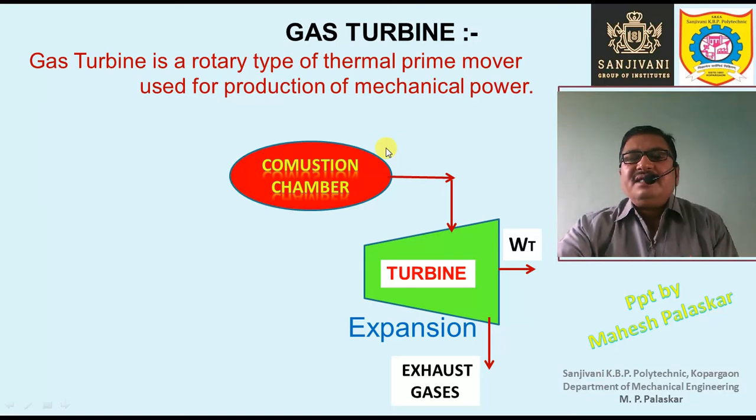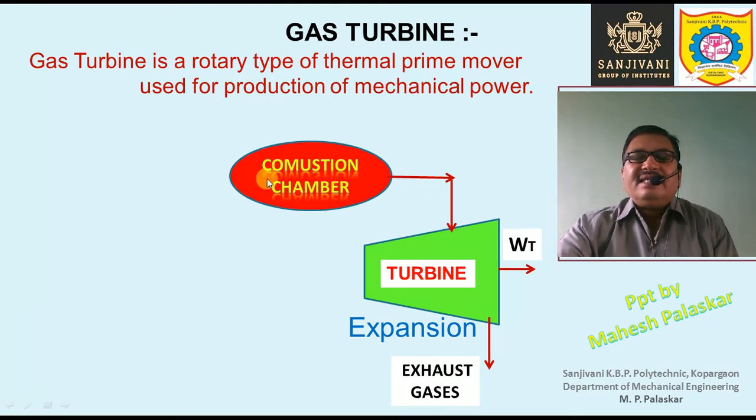So these high pressure, high temperature gases are impinged on the turbine blades, and thereby the turbine will rotate. So the kinetic energy of the gases is imparted to the turbine and the turbine starts rotating. And before that the pressure energy of the gases is converted into kinetic energy, and then this kinetic energy of the gases is imparted to the turbine.